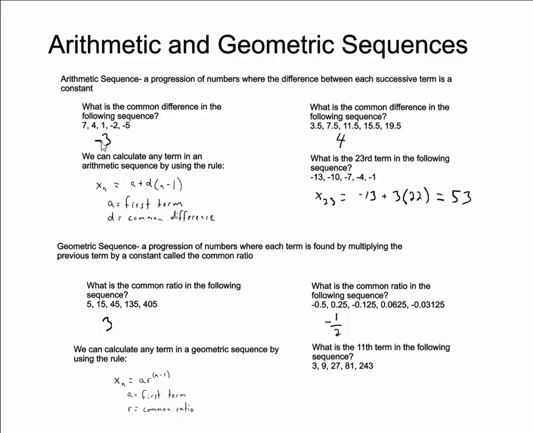So let's plug that into our equation. x sub 11 is equal to a, which is the first term, so 3, times r, which is also 3, to the n minus 1 power. So 11 minus 1 is 10. And when we do that, we should probably get a very large number. So that equals 177,147.